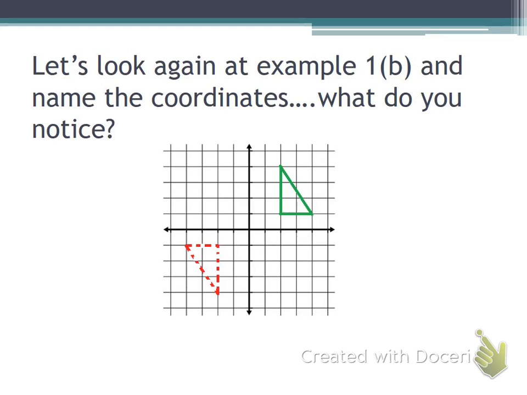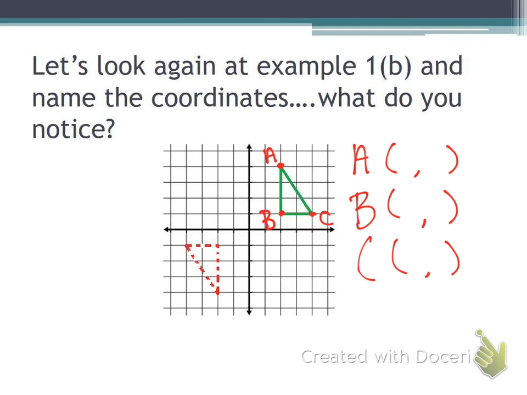Once again, we're going to keep with the same pattern. Let's look at example 1b. Name the coordinates. What do you notice? So again, I am going to label this as triangle A, B, C. We'll list out its points. And that means when we rotate it, we will have points A prime, B prime, and C prime.